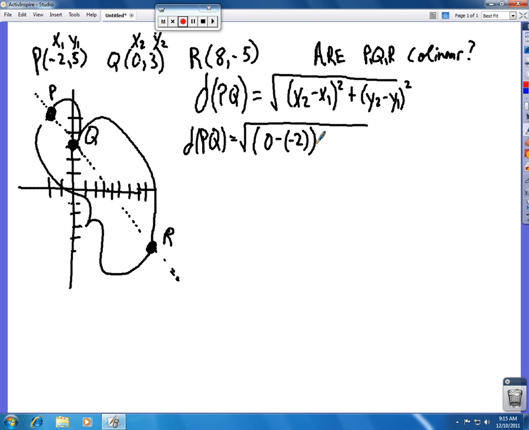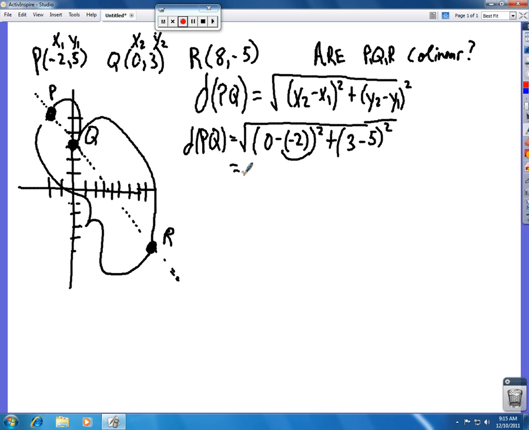And P has already got a negative x coordinate, so don't forget to put the x value right here in parentheses. Otherwise you might mess up, might confuse you. So y2 is coming from Q, which is 3. Y1 is from P, which is 5.